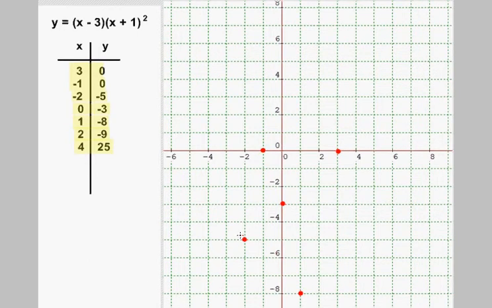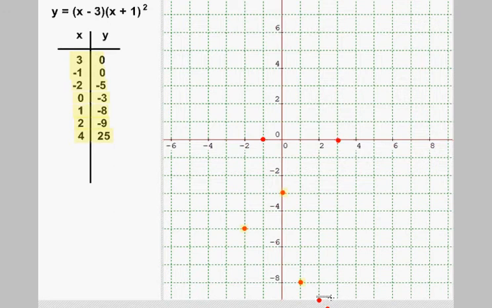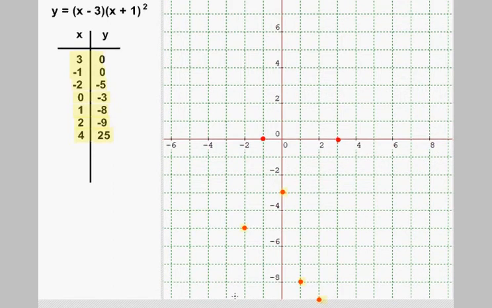We plot negative 2, negative 5. We plot 0, negative 3. We plot 1, negative 8. We plot 2, negative 9, which is just barely on our graph here. And then 4, 25 is off the map here, so I'm going to leave it off. And now we draw a smooth curve through from left to right. I'm just going to do this in segments here.